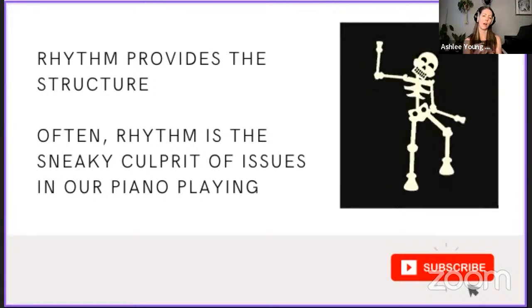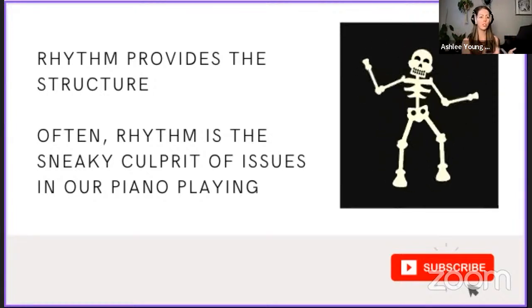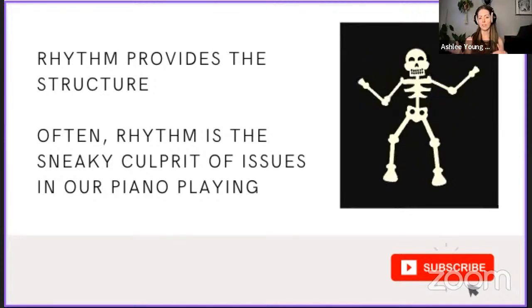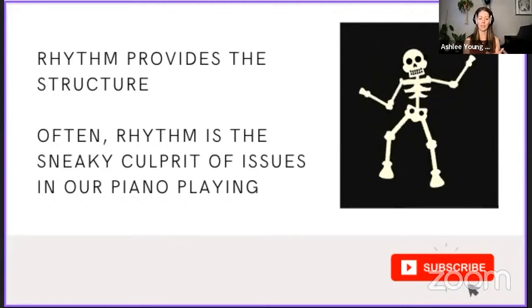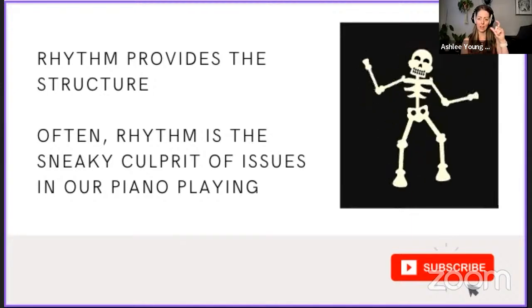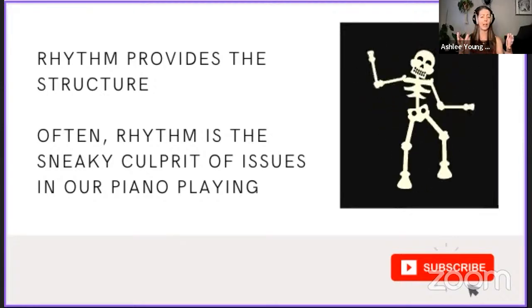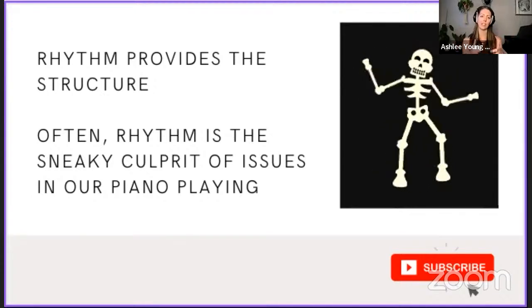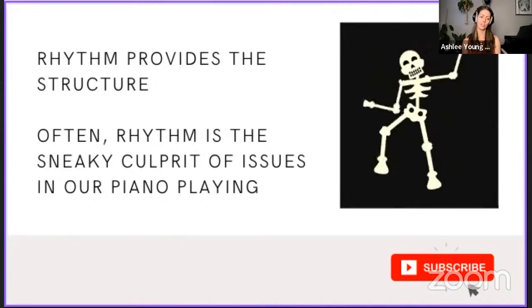So I will often have people come to me and say, I can't coordinate my hands together, or I'm having technical issues, and my right hand or left hand wants to play faster than the other one. When we have inaccuracy with notes or pedaling or dynamics or even articulation, a lot of the time the really sneaky underlying issue is a lack of rhythm, a lack of knowledge about how to count something out loud and how everything fits together rhythmically. So that's where we're going to start.